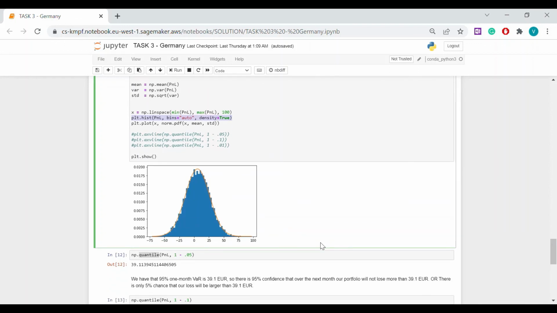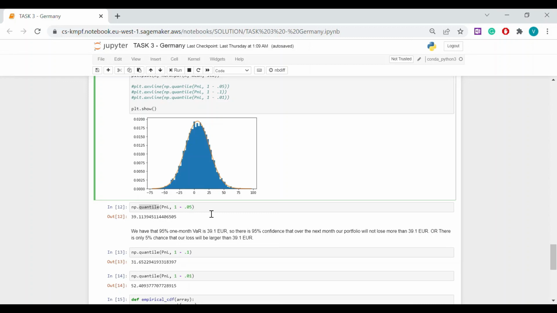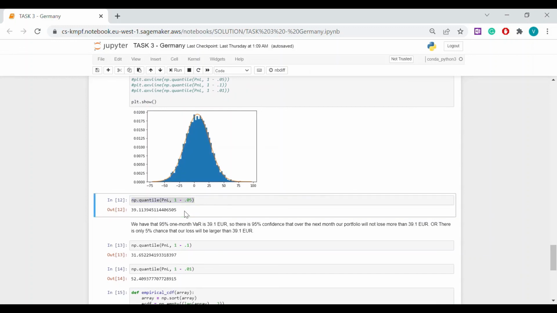So as I said before, in order to obtain 5% value at risk, we need either to take the 5% of this distribution from the right or 95% of this distribution from the left. In order to do this, we just need to take the 95% quantile of this distribution. And our value at risk corresponding to the 5% equals 39.9.